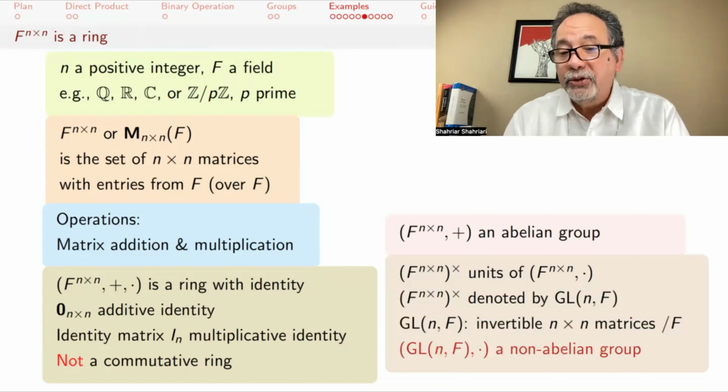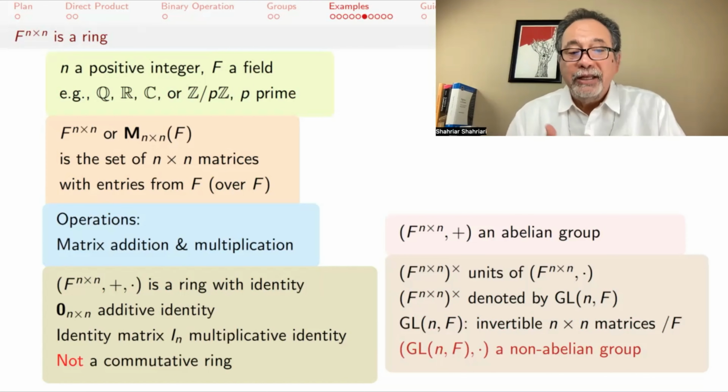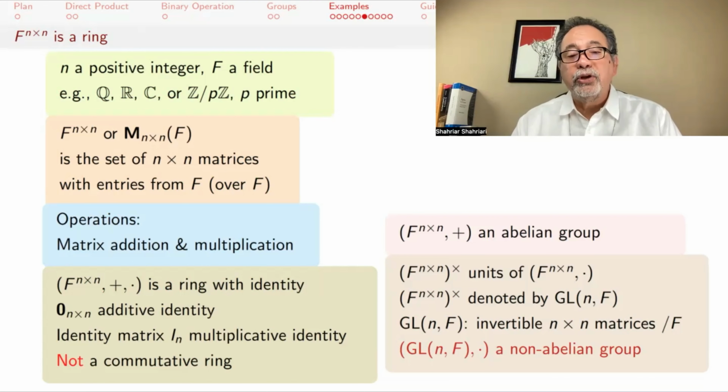This is a non-abelian group. The group of units of any ring is a group. In this case, because matrix multiplication is not necessarily commutative, we have a non-abelian group.